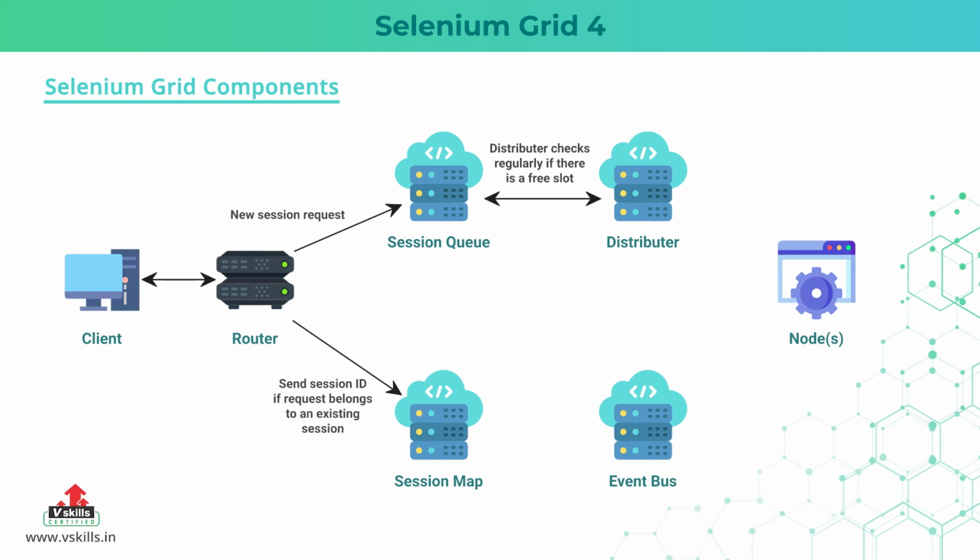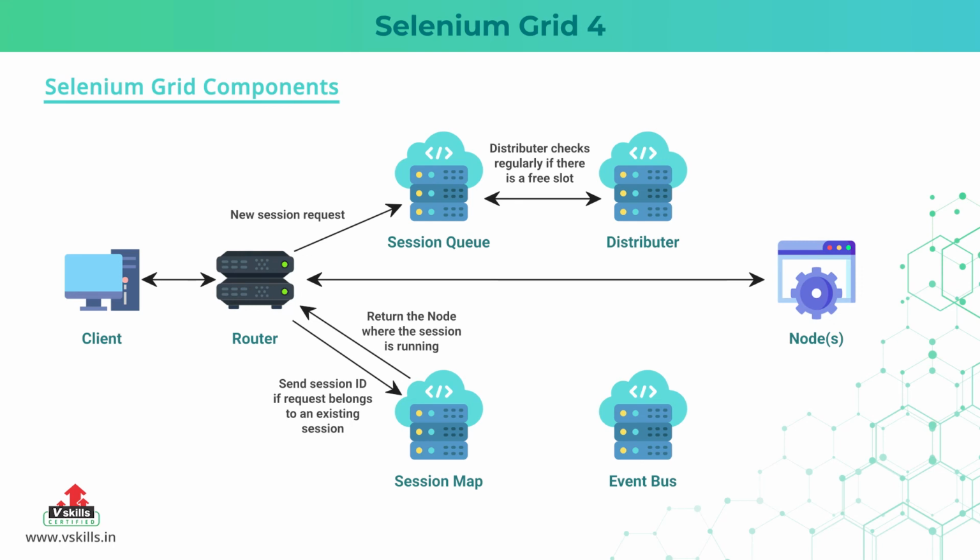If the request belongs to an existing session, the router will send the session ID to the session map, and the session map will return the node where the session is running. After this, the router will forward the request to the node. The router aims to balance the load in the grid by sending the requests to the component that is able to handle them better, without overloading any component that is not needed in the process.